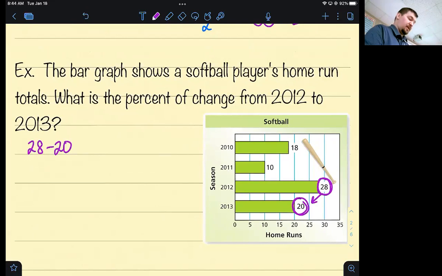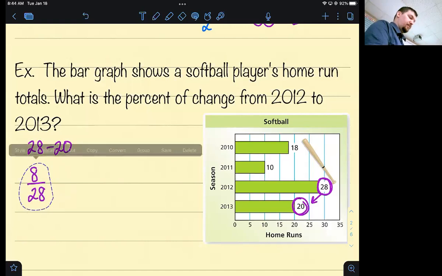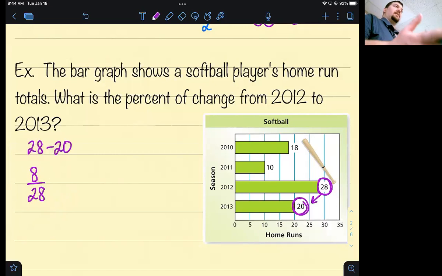What you do need to write though is that top number, which is 8, over the bottom number. What was the original number of home runs in 2012? 28. So on your work paper, you at least need to write out what that fraction is going to be, even if you don't want to write the subtraction, if you can do it in your head, that's fine.